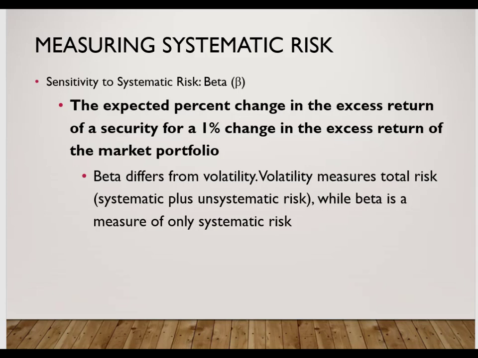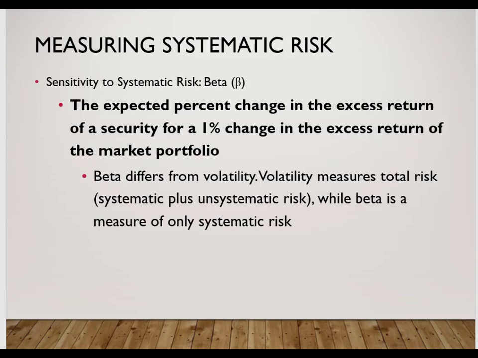So the expected percent change in excess return of a security for a 1% change in the excess return of the market portfolio. This is really what beta is measuring. How does the security change relative to the market change? So as we said again, beta differs from measuring volatility. Remember, that's standard deviation. Beta is a measure of systematic risk.